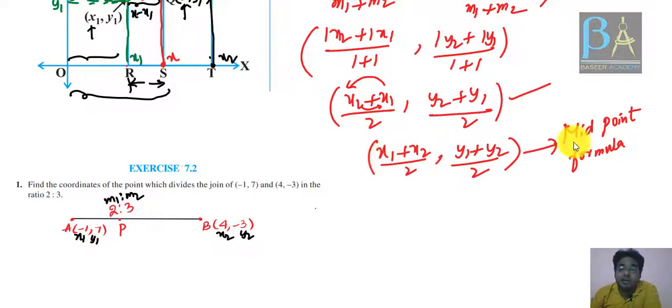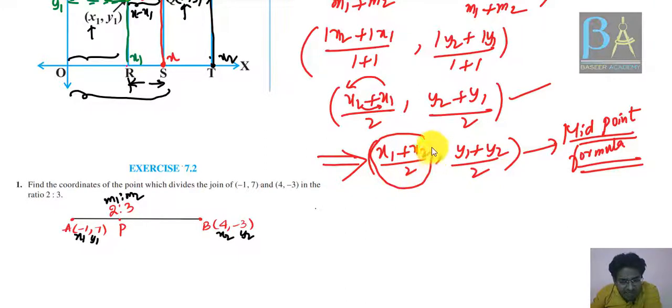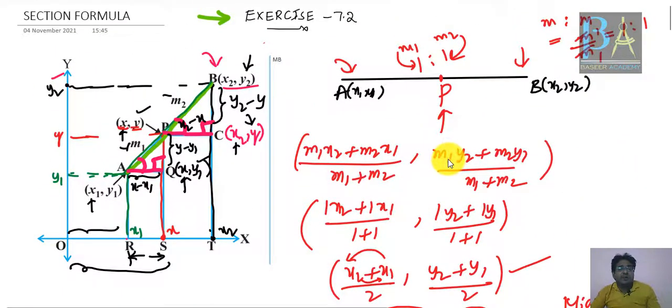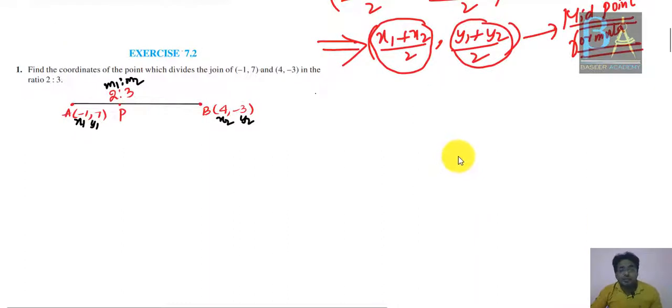Now the midpoint formula is known as a special case of the section formula. In the midpoint formula, what are you really doing? You are taking the average of the x coordinates. You are adding the x coordinates and dividing by 2. So you are taking the average of x coordinates, and then you are taking the average of y coordinates. That's about it. I believe we are now ready to solve the questions from exercise 7.2.